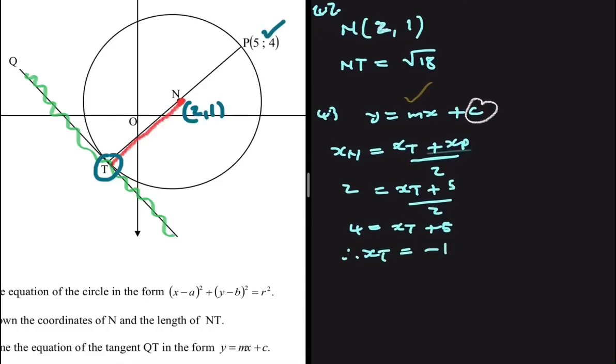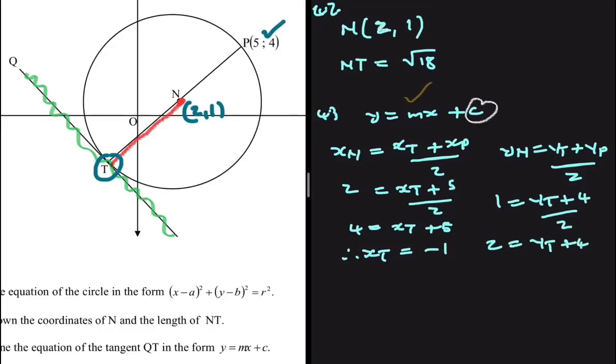Now we just need y of T. y of N is going to be equal to y of T plus y of P, divided by 2. What is y of N? That is 1. And then y of T, what we're interested in, y of P is 4, divided by 2. We cross multiply, we get 2 equals y of T plus 4. So y of T is equal to 2 minus 4, which is minus 2. So the coordinates of T, we have minus 1 and minus 2.